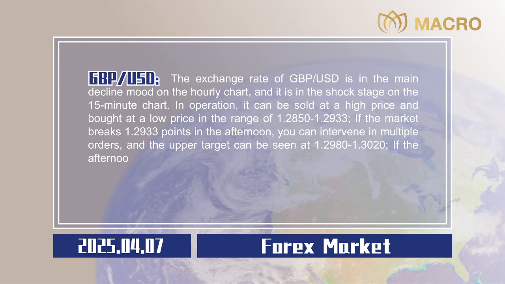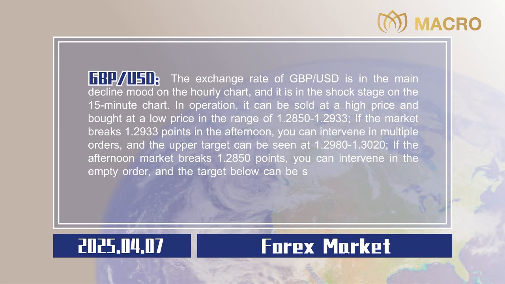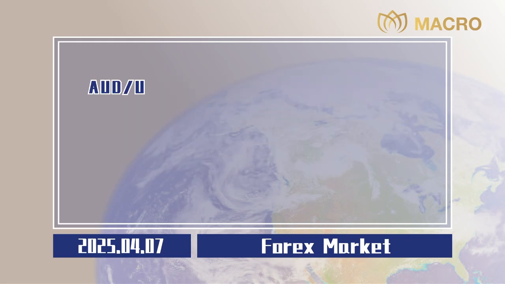If the afternoon market breaks 1.2850 points, you can intervene in the empty order, and the target below can be seen at 1.2800 to 1.2750. Stop losses are all 20 points, 0.0020.